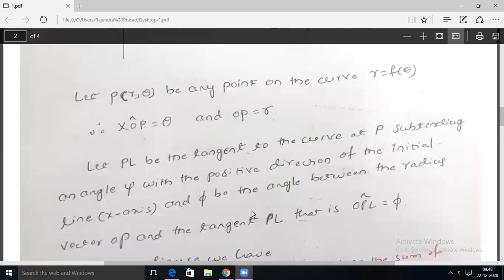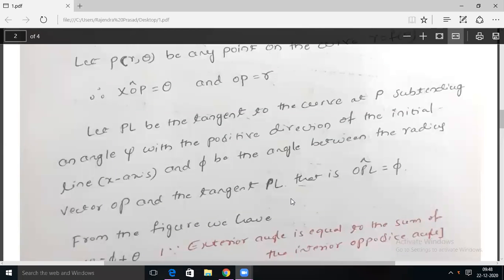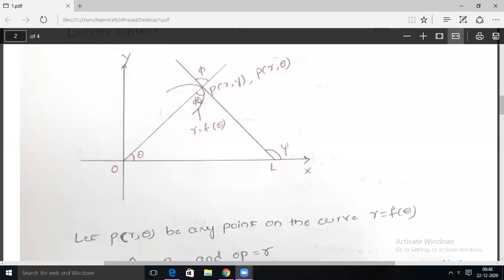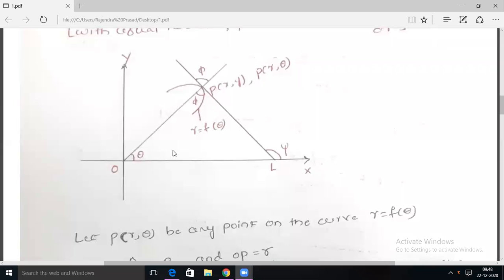So next, phi be the angle between the radius vector OP and the tangent PL. Keep in mind, OP is the radius vector and PL is the tangent. Between the tangent and the radius vector OP, the angle phi is formed. So we have to find the angle between the radius vector OP and the tangent PL.